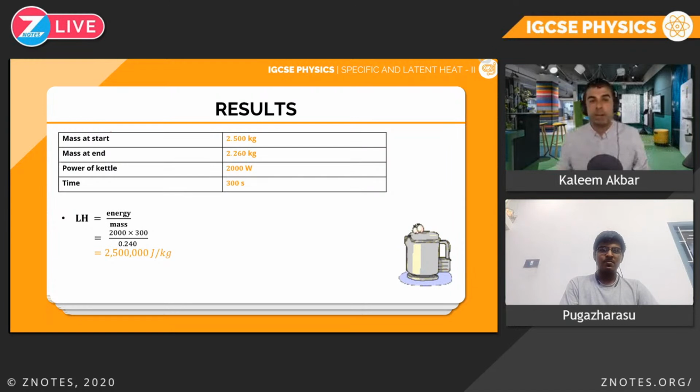Remember that graph I said to you, which was longer horizontally? Look at that number compared to the number for specific latent heat of fusion of ice. So if I summarize it for you without going back, specific latent heat of fusion of ice was 217,000 joules per kilogram. Here it's 2.5 million. It takes way more energy to turn a liquid into a gas than it does a solid into a liquid.